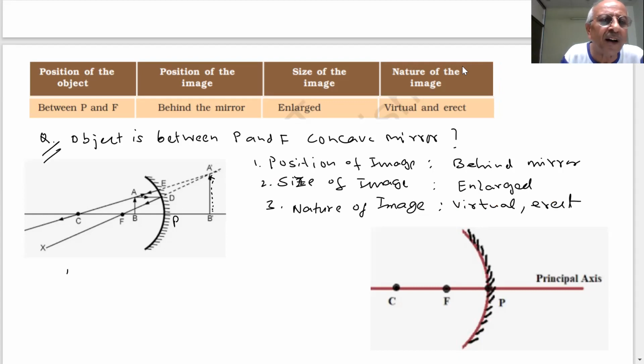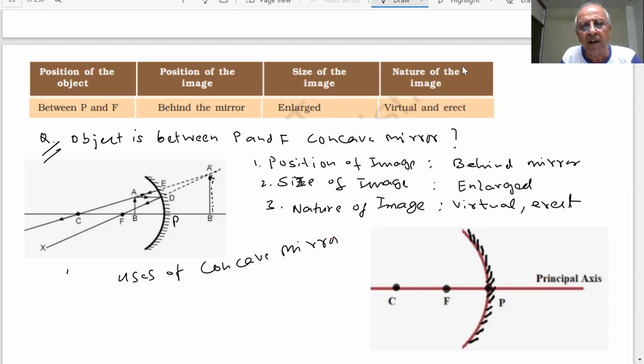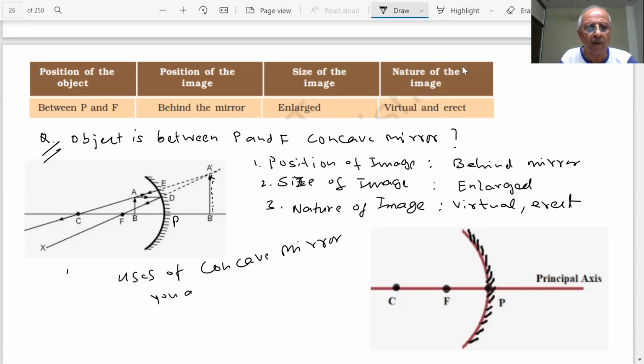Can you tell me what is the main use of this? Here it comes, the uses of a concave mirror. What are the uses of a concave mirror? It is an important question. Students, tell me, if you have a concave mirror and you are watching your face, as you bring it closer and closer, if you are the object between pole and focus of the concave mirror, what will happen to your image? Tell me, what will happen to your image if you are an object?